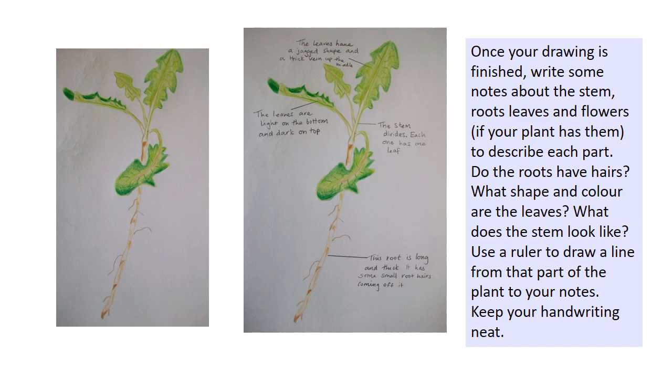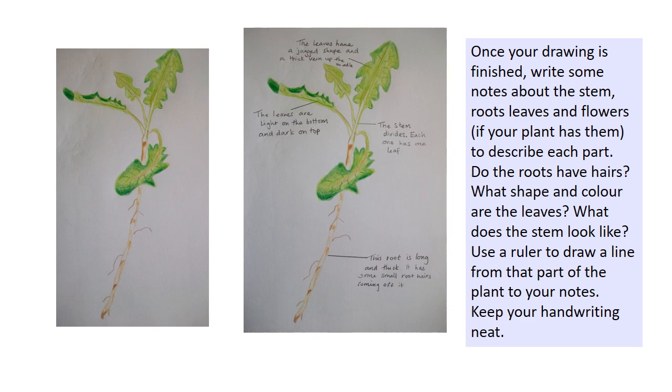So for example, this plant on here, the label about the roots says this root is long and thick. It has some small root hairs coming off of it. So we don't just want a label that says root, we want you to try and describe what the roots of your chosen plant look like. Okay, so what shape and colour are the leaves? What does the stem look like?